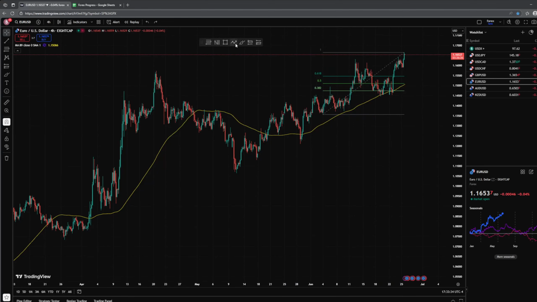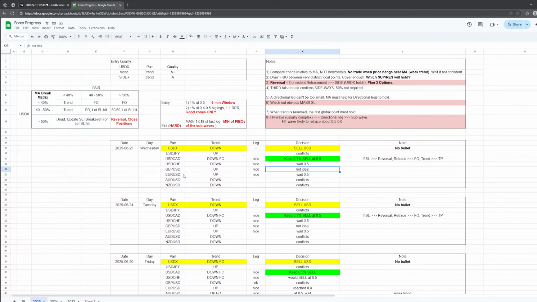So here currently the market has an up leg retracement, we have currently a nice up leg like this. So if the market retraces to the 50 to 60% zone here, it would be a very nice zone to buy Euro USD. So until that, we're gonna wait. Let's write it down. Euro USD trend is up, leg size is nice, and our decision is to wait for 50% retracement.